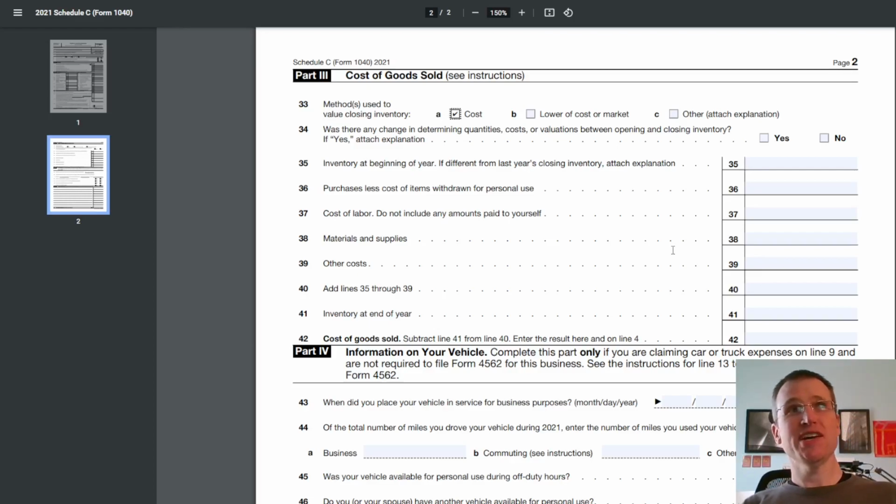When might there be a change? Let's say you had an employee who stole a bunch of product and you need to account for it in your inventory at some point. Maybe you'll do that when the year rolls over. So if you put yes, attach an explanation.